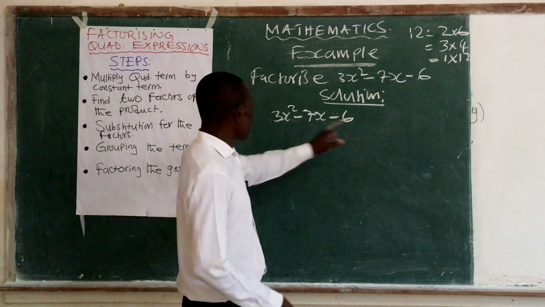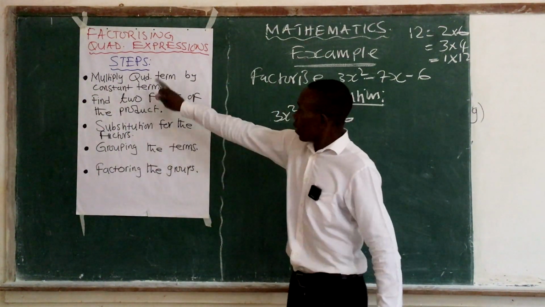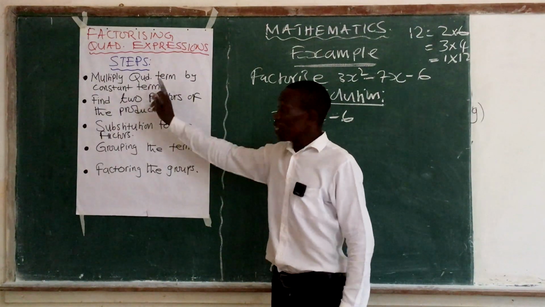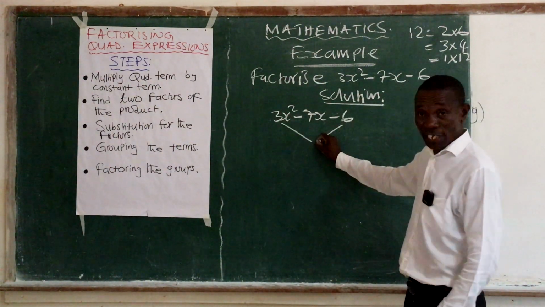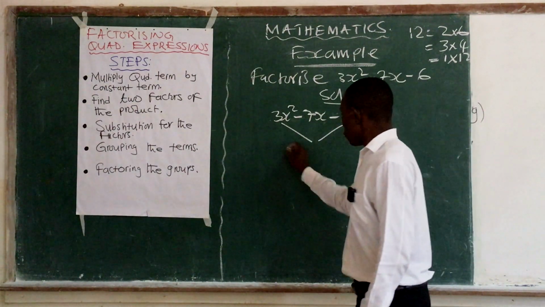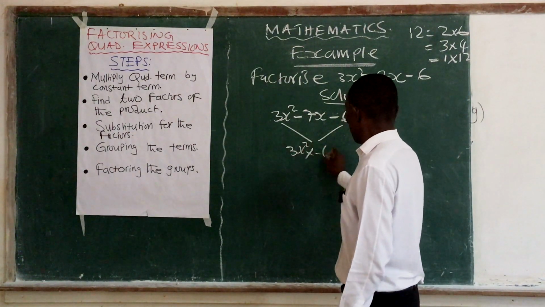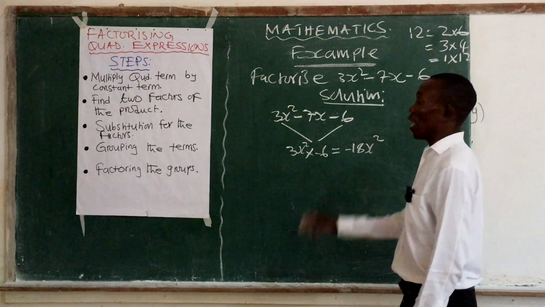So what do we do with the two terms to be considered in the expression? We multiply them. Like here now, we're going to multiply the quadratic term by the constant term as our first step in attempting to find the factors of this expression. So here we have 3x squared multiplied by negative 6, and this gives us negative 18x squared.